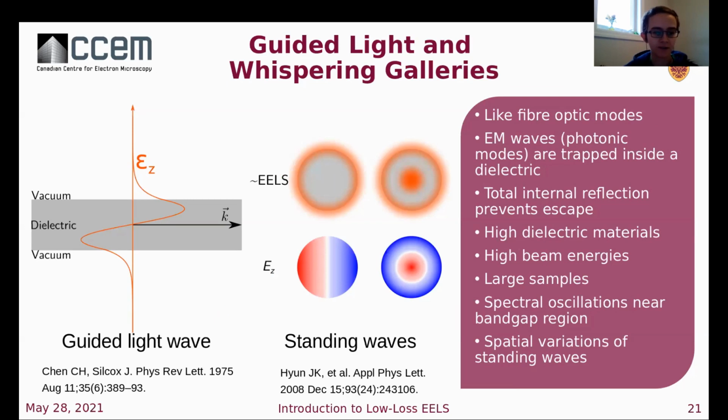Another type of retardation effect that you might see in your EELS spectrum is the guided light or whispering gallery effect. Essentially, the electron beam can excite a photonic electromagnetic wave. This is basically similar to those used in fiber optic communication devices. So if you have a thin dielectric material, it can support a guided photonic wave traveling through this material, and the electron beam may be able to excite this.